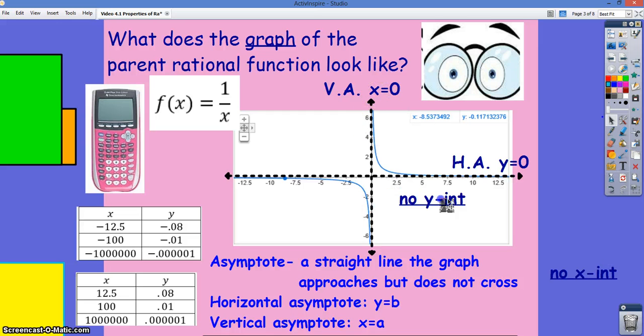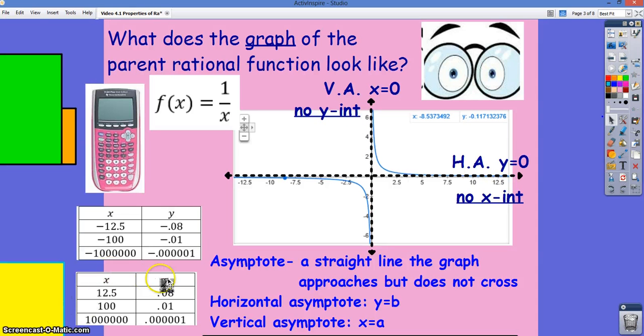Next thing, do we have any x-intercepts or y-intercepts? Well, let's look at x-intercepts first. We have a horizontal asymptote that's going through our x-axis. So no, the graph is never going to touch the x-axis. What about y-intercepts? Will the graph ever intersect that y-axis? Well, we have a vertical asymptote through the y-axis, which means the graph will never touch the y-axis, so there are no y-intercepts.